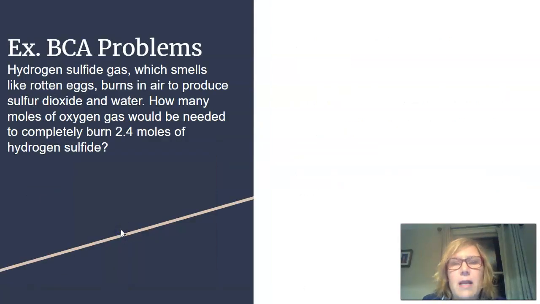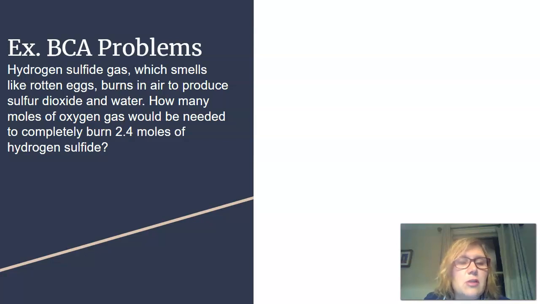So I'm going to give an example problem. Over on the left side of the screen is a problem. It says hydrogen sulfide gas, which smells like rotten eggs, burns in air to produce sulfur dioxide and water. This is a really good opportunity for you to write out the chemical reaction, since we haven't done that in a while. And then how many moles of oxygen gas would be needed to completely burn 2.4 moles of hydrogen sulfide? So write out the chemical equation.